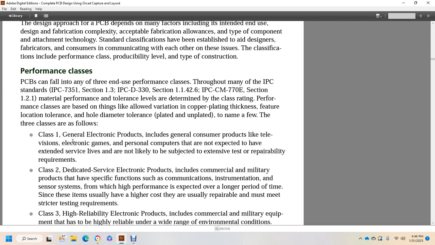Class 2. Dedicated service electronic products are commercial or military products that have a specific function for communication, instrumentation, and sensor systems, from which high performance is expected over a longer period of time, since the items are either of higher cost or irreparable, but must meet stricter testing requirements.